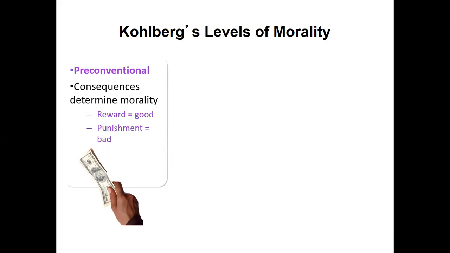Now, Kohlberg proposed a stage theory of moral development. The earliest stage is what he called the pre-conventional stage of moral development, and this is very operant conditioning based. This is the idea that morality is determined by consequences, and if we get rewarded for a behavior, it must be good, and if we're punished, it must be bad. Now, this is the earliest kind of moral development.